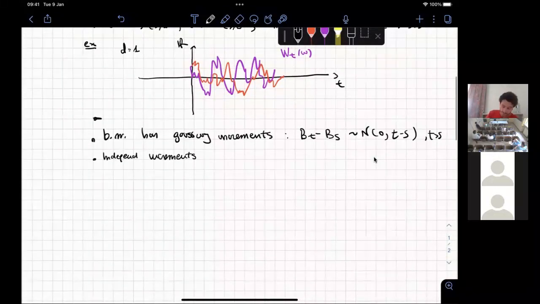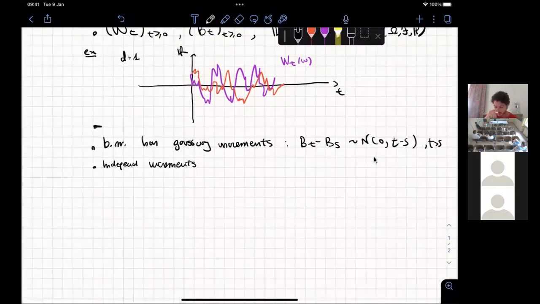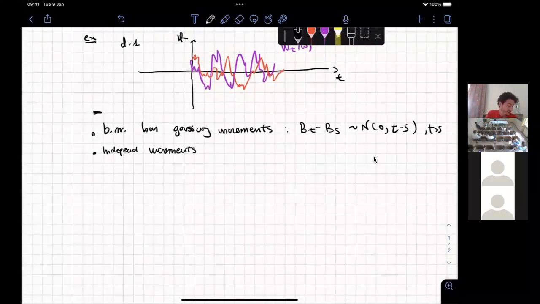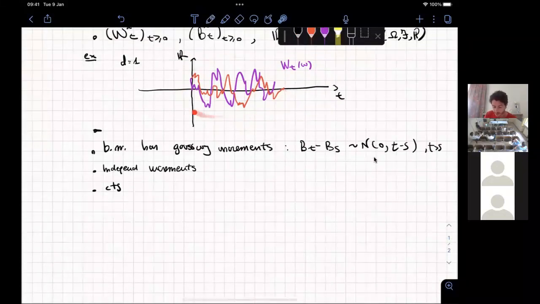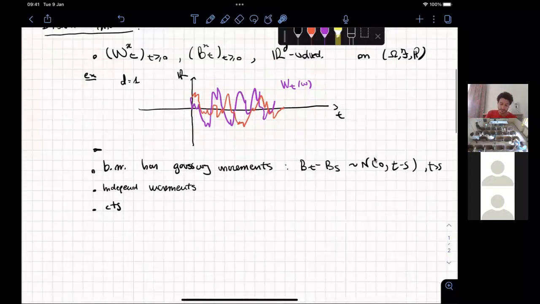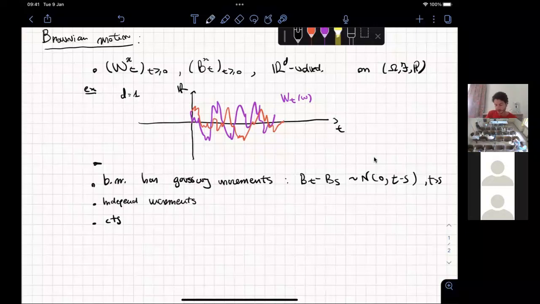Okay, I won't go too much into this. The last thing I should recall is that we assume it's continuous. So each of these trajectories is continuous: we start from a point x, then we evolve in time continuously, so no jumps. And this is just for fixing the notation about Brownian motion.